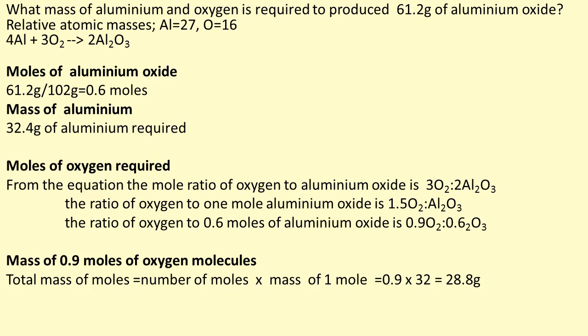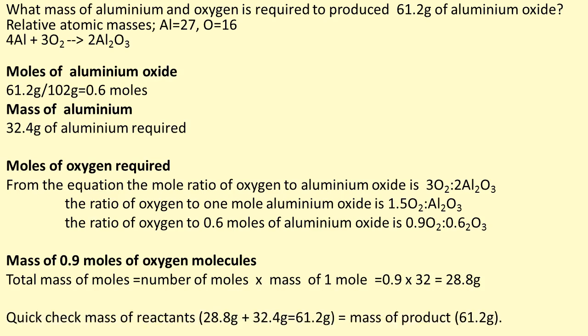In chemical reactions, the mass of reactants should be equal to the mass of products, as mass cannot be created or destroyed in chemical reactions. We know the masses of the reactants and summed they should be equal to the mass of the products. The mass of the reactants is 28.8 grams plus 32.4 grams, which is 61.2 grams, and this is equal to the mass of the product, 61.2 grams, so our calculations are correct.